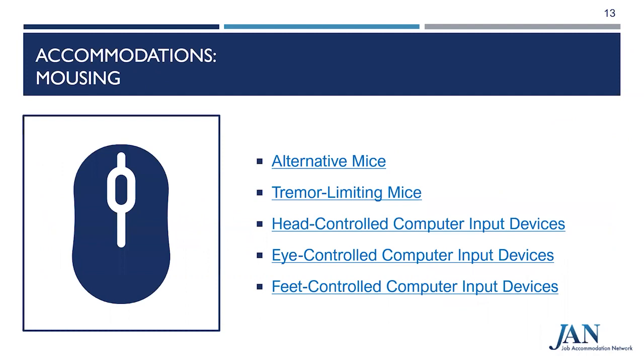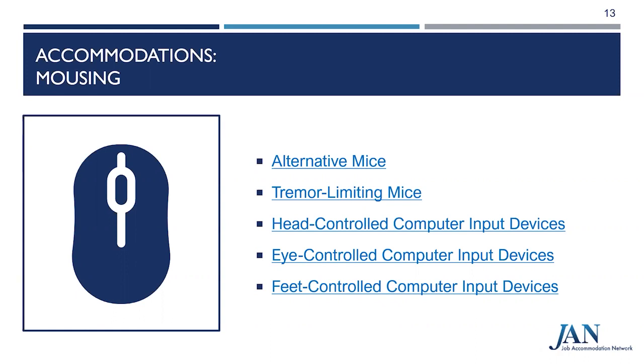If keyboarding is likely the most common fine motor accommodation need we hear about, then mousing is a close second place. And just like with keyboards, there are a wide array of mousing options out there. Our alternative mice listing is a good place to poke around and see what different styles are out there. Vertical mice, trackball mice, and many other options can be found on that listing.